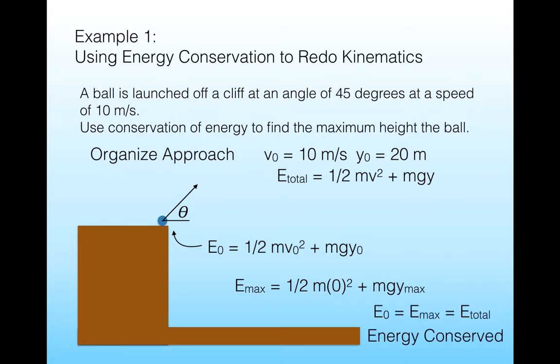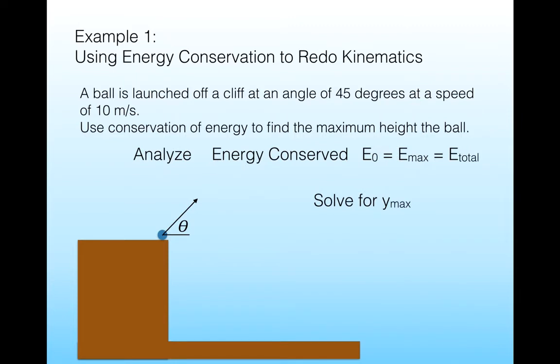And we're going to be using energy conservation, so we know that E naught equals E max is equal to this E total, because energy is conserved in this system. So our goal here is to solve for y max using this equation, where we've now set the initial energy equal to the energy at the maximum. And again, there's no kinetic energy at the maximum point because the velocity is 0 at that point.